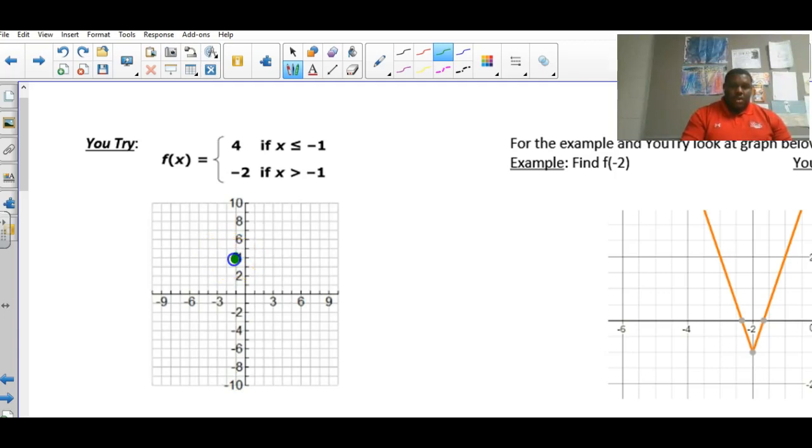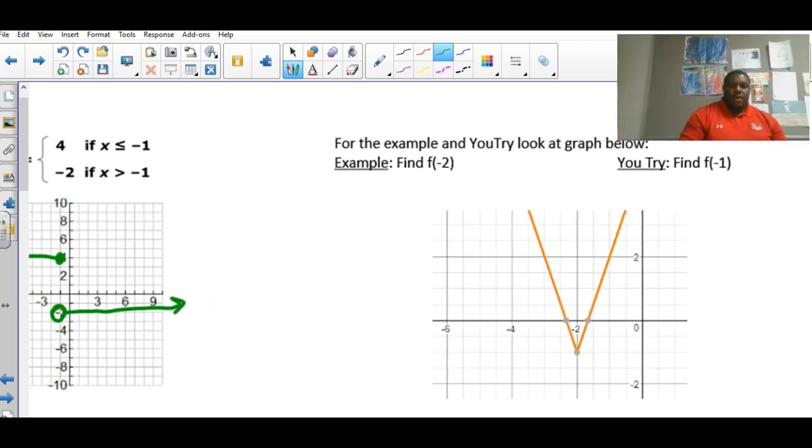So at negative 1, I have a closed circle because of the equal to. And it tells us less than negative 1. So which direction do I go in to have less than? The x's will go this way. That's less than. And right here, x is greater than negative 1, for the function to be negative 2. So at negative 1, I have an open circle, because there's no equal to sign. I travel that way, to the right. Greater than is to the right.